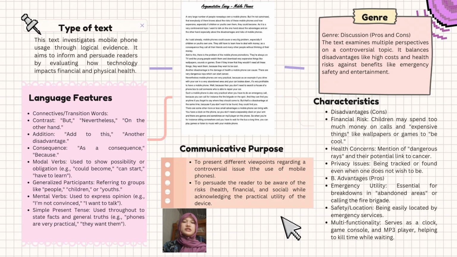The language features also match the purpose. The text uses transition words like nevertheless, on the other hand, and as a consequence. These words help organize the discussion clearly. The text also uses modal verbs and mental verbs to express opinions and possibilities. So overall, argumentative text helps the reader see multiple perspectives instead of focusing on only one side.